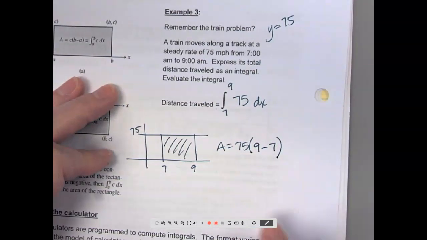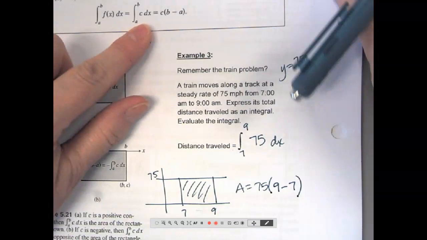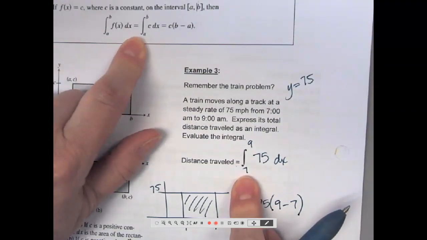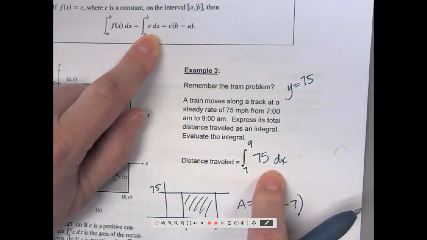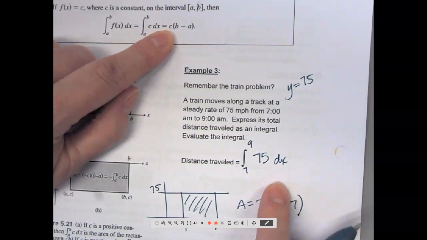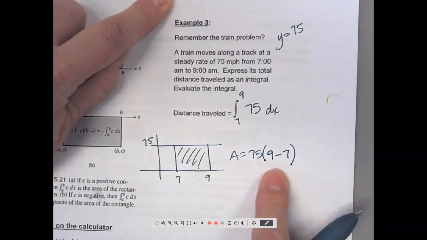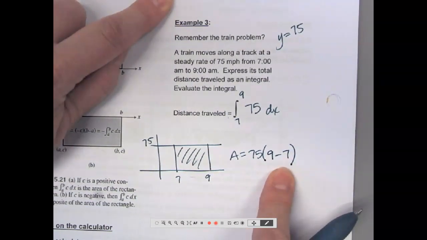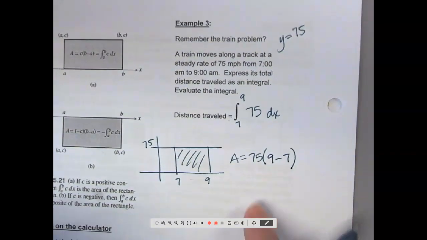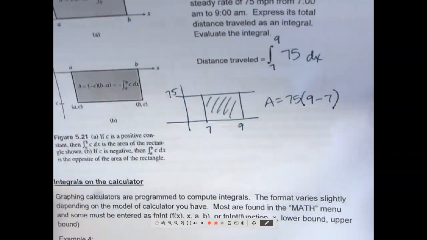Yes? Okay. So now look back at this. We had the integral of a constant, dx. And that area was that number times b minus a. That's what we did. Does that make sense? Okay, moving on then. That's it.